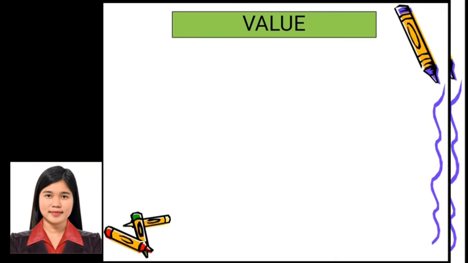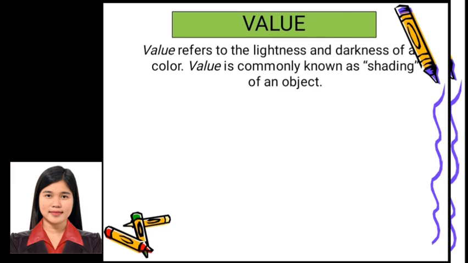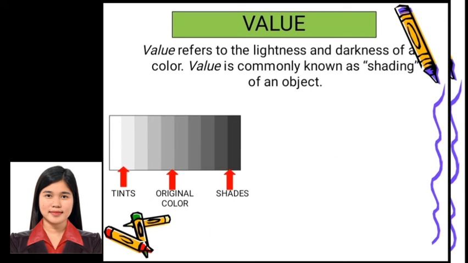Next, let's have the value. So value refers to the lightness and darkness of a color. Value is commonly known as shading of an object. So a value scale, such as this one, can show the full range of a color. This is accomplished by adding black to a color to make shades, or adding white to a color to make tints.